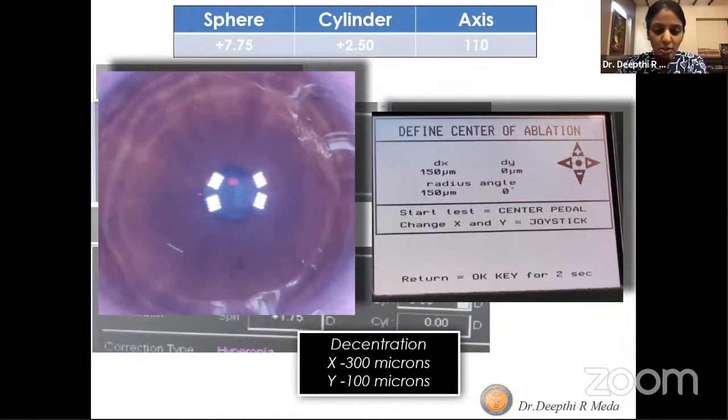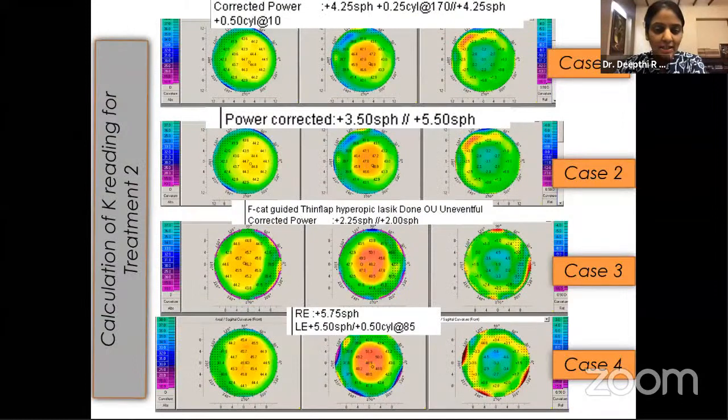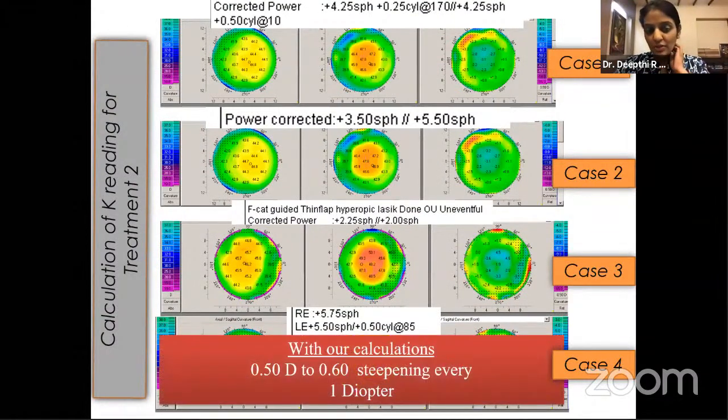Next slide. And the thing which we generally do with all hyperopics is correction of angle kappa. So we manually decenter the treatment, and in this patient the decentration was x minus 300 and minus 100 in the y-axis, and keep this also the same in both treatments. The only other variable which you would not know is the K reading. Obviously for treatment 1, we put the patient's own K1 and K2. And what do we put in for treatment 2?